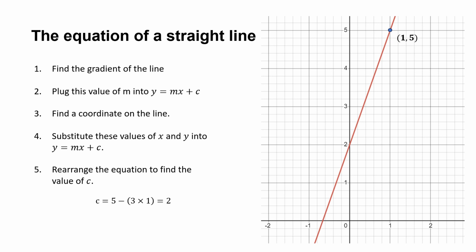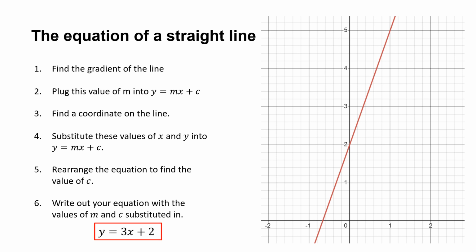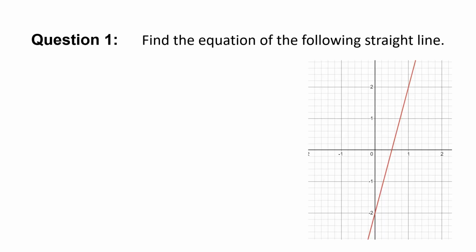And now we have the values we need to write this equation, which is m and c. So we're going to substitute our m and c into this general equation y equals mx plus c. So we've got an m of 3 and a c of 2. So the equation of this straight line is y equals 3x plus 2. So now we'll run through some practice questions for finding the equation of a straight line.